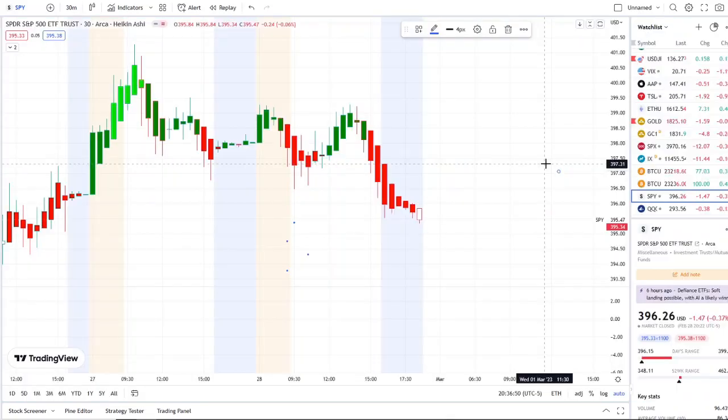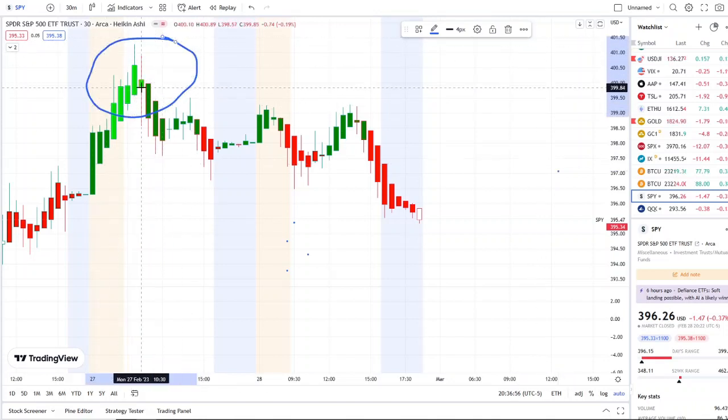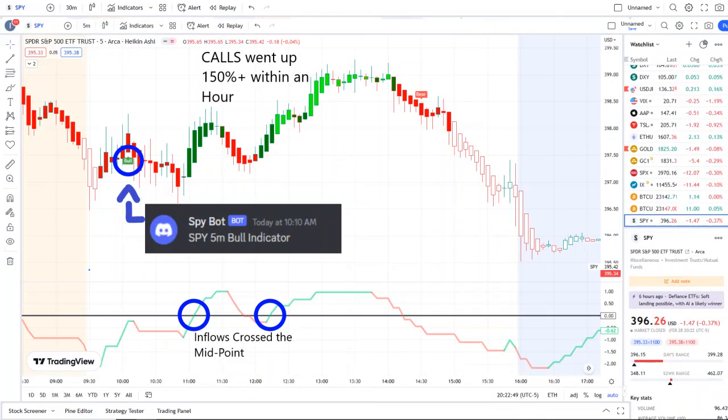Here we are with the SPY, the SP 500 index, doing a full transition from the rip area of bright green bars on 42 vision to our first wire Fred borders, as I like to call it, the dip area on 42 vision. Today the SPY was very volatile in the first half of the day. Within that volatility, our SPY bot sent out a bull indicator at 10:10 a.m. From that moment forward, inflows crossed the midpoint to the upside, full strength there on 42 vision, and call options went up 150% plus within an hour, guys.